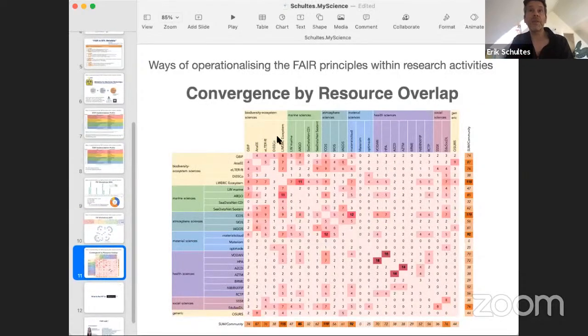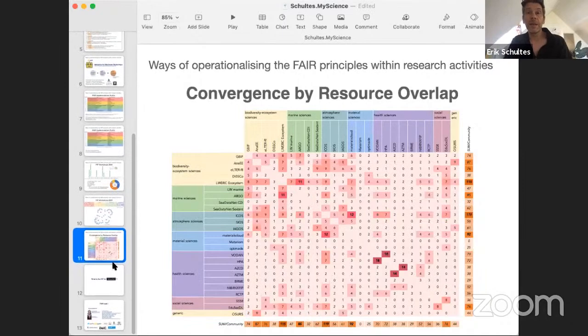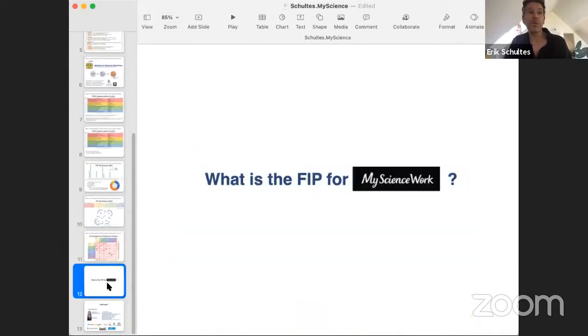There are other kinds of analyses here. Here are the 25 communities we've worked with. The intensity of the color in the matrix represents the intrinsic overlap in their FAIR implementation profiles. So lastly, I would leave for those listening today, for example, my science work, what is the FAIR implementation profile for your organization? And perhaps you can consider using the mini questionnaire or our more advanced tooling to help scope for yourself what a good FAIR implementation profile might be for your purposes.